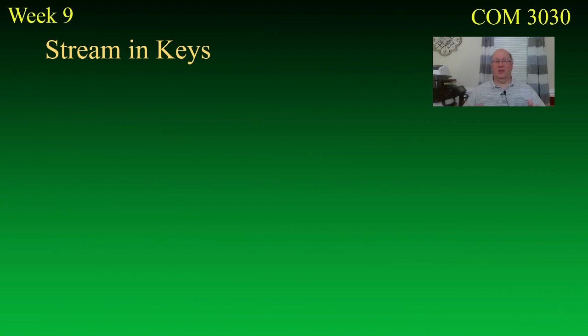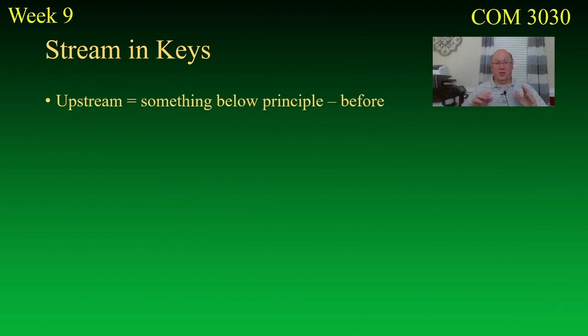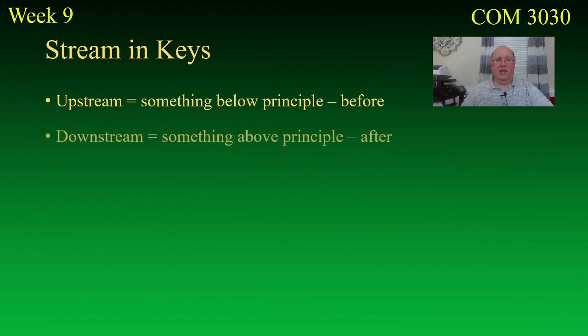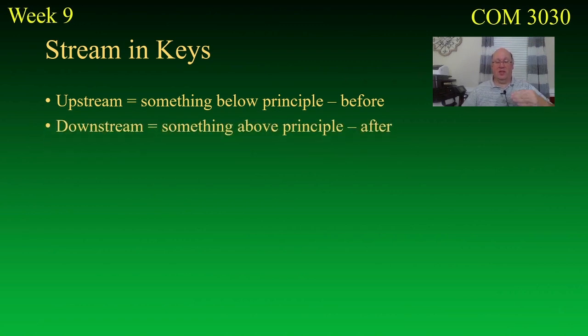This is important to understand how the keys work in terms of what we call the stream. Now, an upstream key means something is below principal photography. There's your weatherman, there's the weather map, and so you're cutting through the weatherman to the weather map. It happens before we get to principal. So it's upstream. It's ahead of it, or behind it, rather. However you want to look at it. And so downstream is something that happens after.